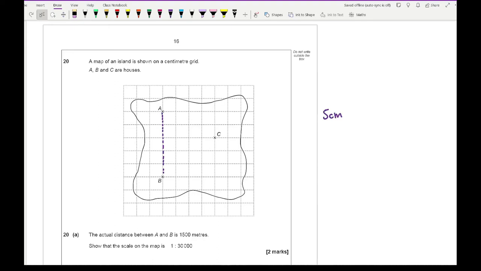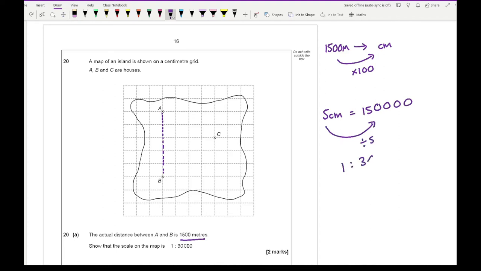Now if the actual distance is 1500 meters, what I need to do is convert 1500 meters into centimeters. Now how do I do that? Well, I multiply that by 100. So if I do that, I've got 5 centimeters equals 1500 times 100, which is 150,000. Now from this, I want to divide that by 5 so that I get 1 to, and then the answer is going to be the 30,000, which is what they're wanting me to show. So in terms of the 2 marks, I need to show this working out.